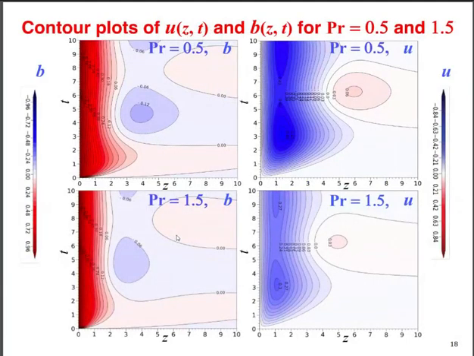So now what do the wind and buoyancy actually look like? Let's take a quick look at these contour plots. They're plots of the wind and buoyancy as a function of height and time. The top row is the Prandtl number of 0.5, and the lower row is the Prandtl number of 1.5. And if you look at the U field for Prandtl number of 0.5, you can see, first of all, that it starts from 0, as it should.